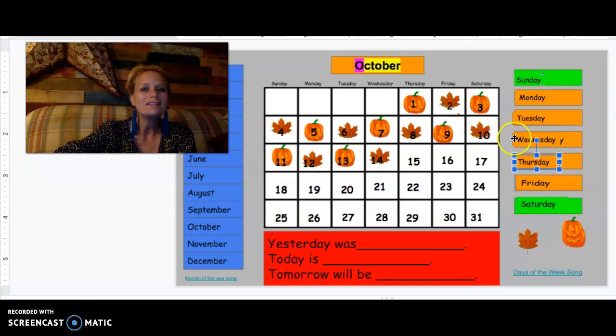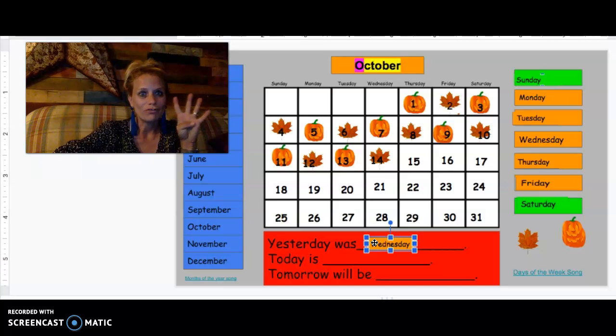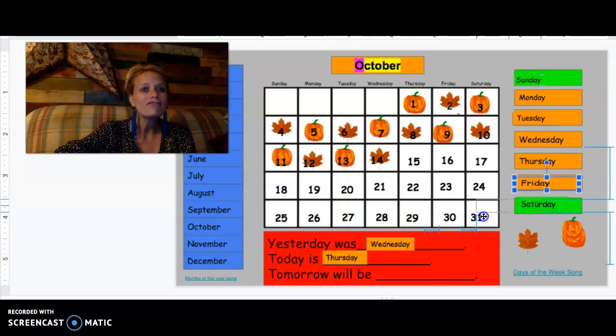Yesterday was Wednesday. We had talked yesterday about the number 4 and the letter B. Today is Thursday. And tomorrow will be Friday.